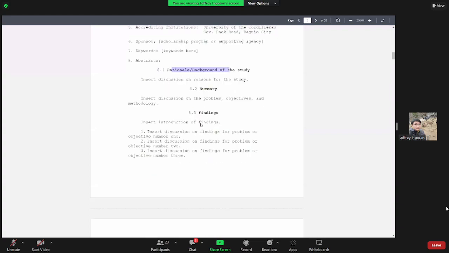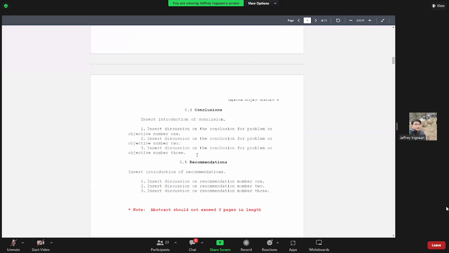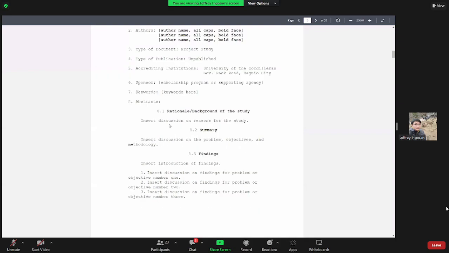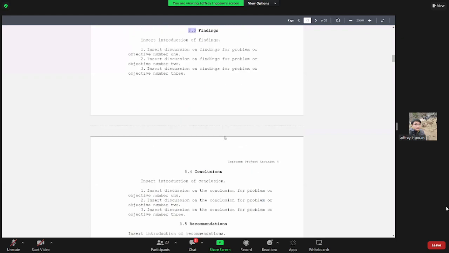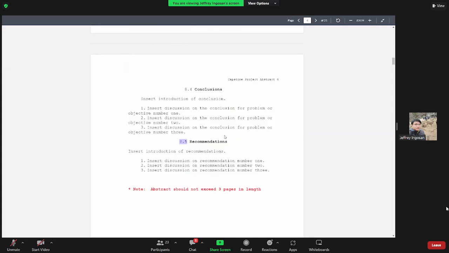And if you notice, for 8.1 rationale and background of the study, 8.2 summary, 8.3 findings, the numbers are not bold. 8.1 is not bold. 8.2 is not bold. 8.3 is not bold. 8.4 is not bold. 8.5 is not bold. So all these are checked before you are allowed to bind your manuscript.